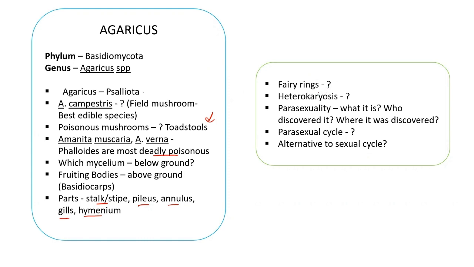Then what is heterokaryosis? Parasexuality. So you should know this. Who discovered parasexuality? In which genus was it first discovered? What is the parasexual cycle? What is it an alternative to?